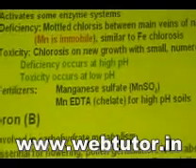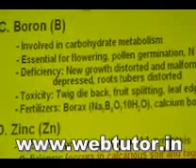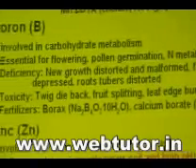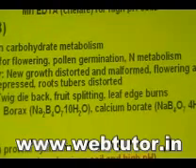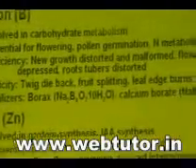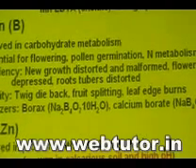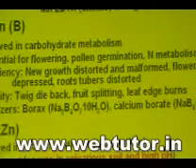Then there is boron. Boron is involved in carbohydrate metabolism. Boron is essential for flowering and pollen germination, and it helps in nitrogen metabolism. Deficiency will show new growth distorted and malformed. The newer leaves which are formed will not be formed in proper shape. Then toxicity, when there is excess of boron, your twigs may die, the fruit may split up. Toxicity is very rarely seen. Then fertilizers are like borax, calcium borate.